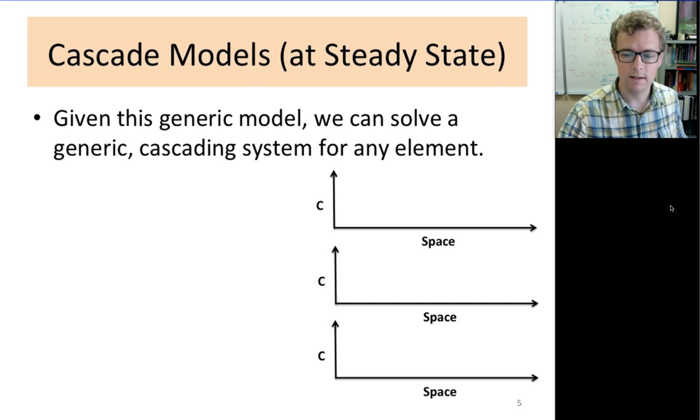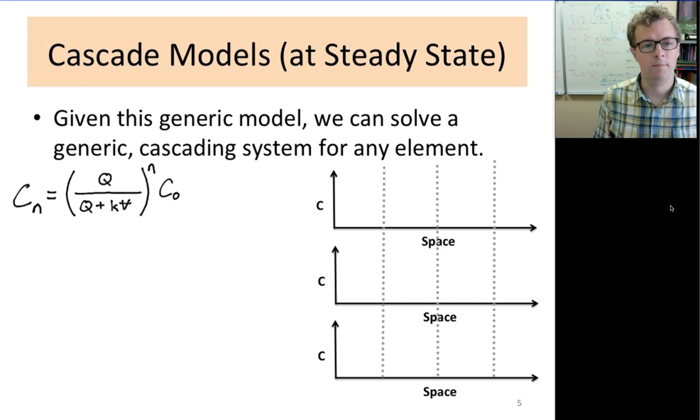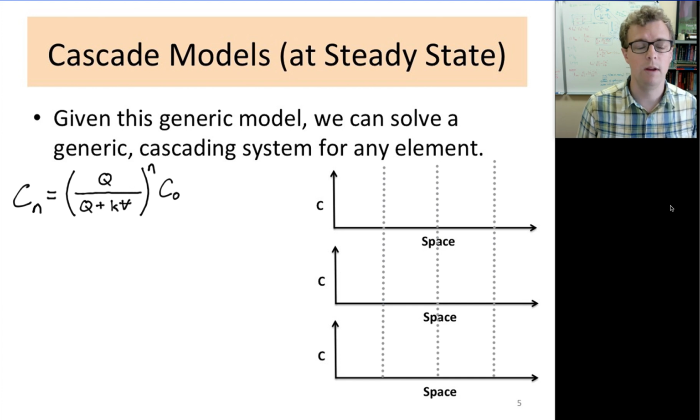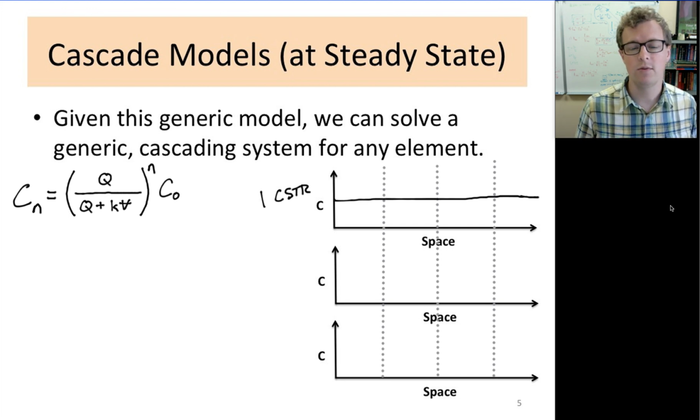We can generalize this cascade model as follows. In the nth lake, the concentration can be expressed as the quantity of Q over Q plus KV to the N times that upstream condition. Okay, why would we do this, right? Why break the system down? Well, if we've got just one CSTR, all we could say is that in space this is the concentration.